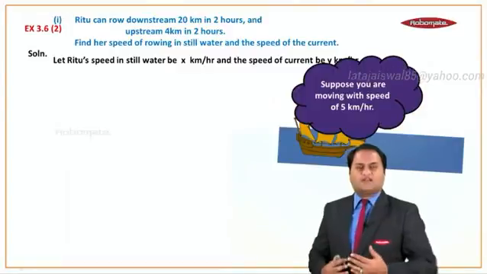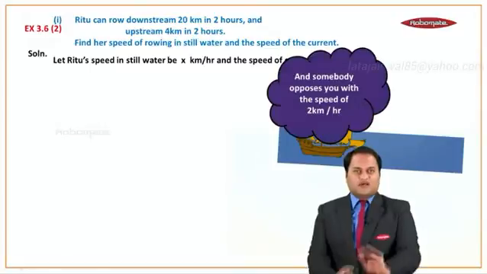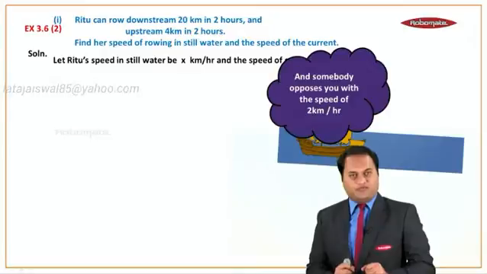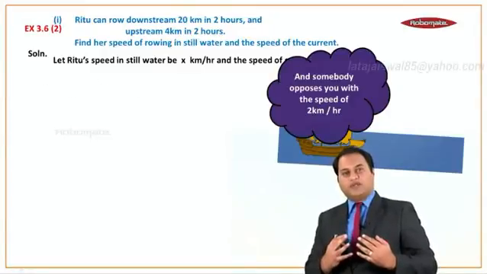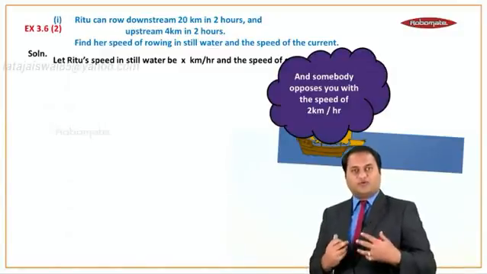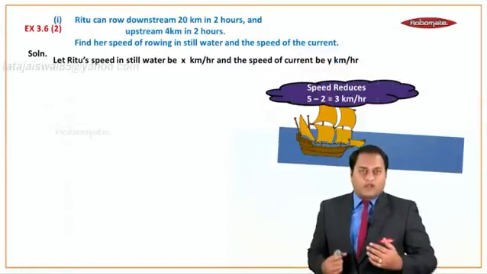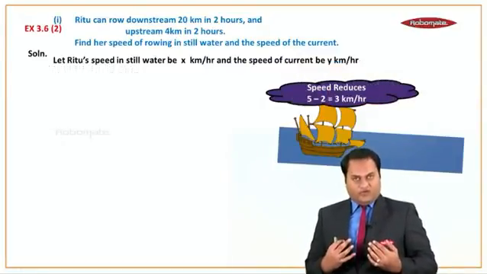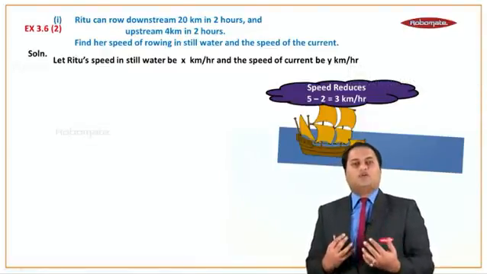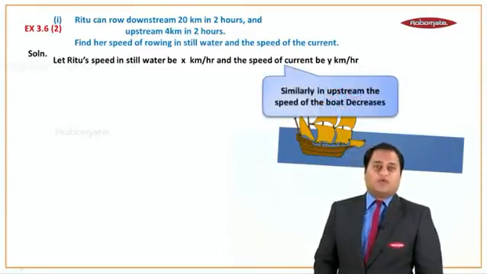Suppose, let's understand this. You are moving with a speed of 5 kilometers per hour and somebody opposes you with a speed of 2 kilometers per hour. So you are moving with a speed of 5, somebody is opposing you with a speed of 2. So will your speed increase or decrease? Definitely it will decrease, right? Because there is an opposition. How will it decrease? What will be your resultant speed? Your speed is 5. The person's speed who is opposing you is 2. So ultimately your speed becomes 3. 5 minus 2.